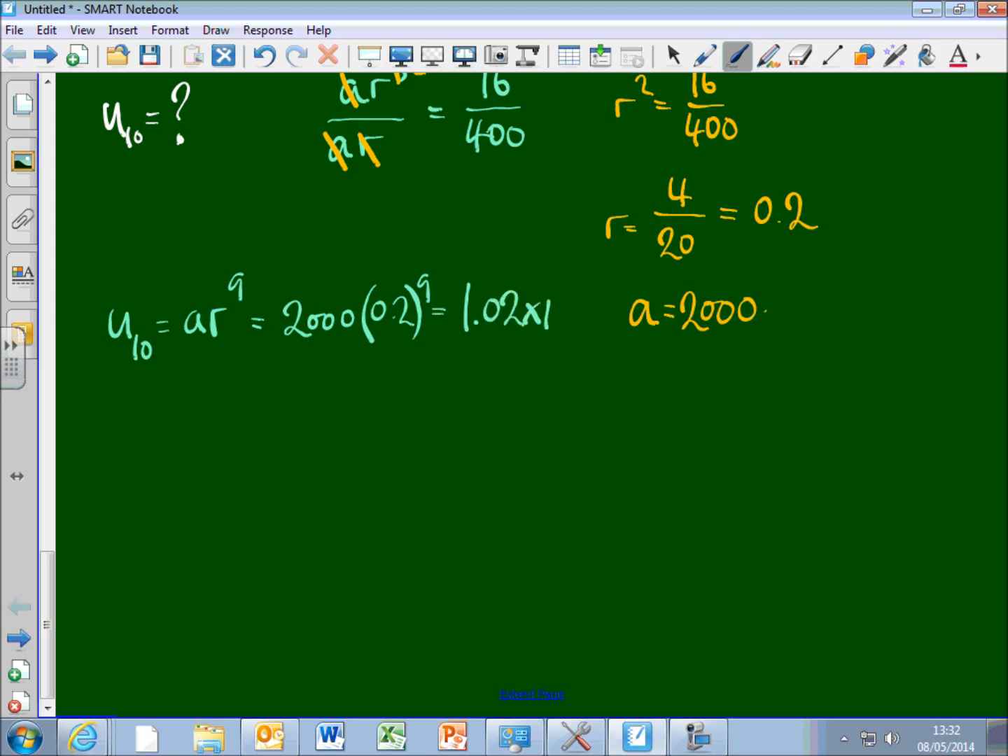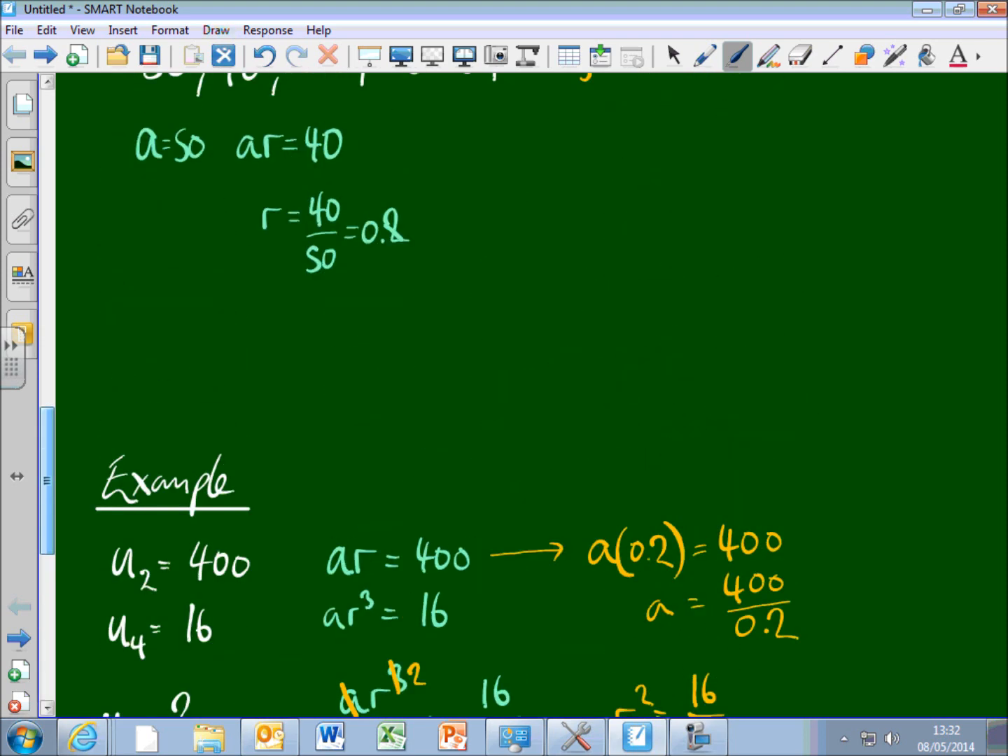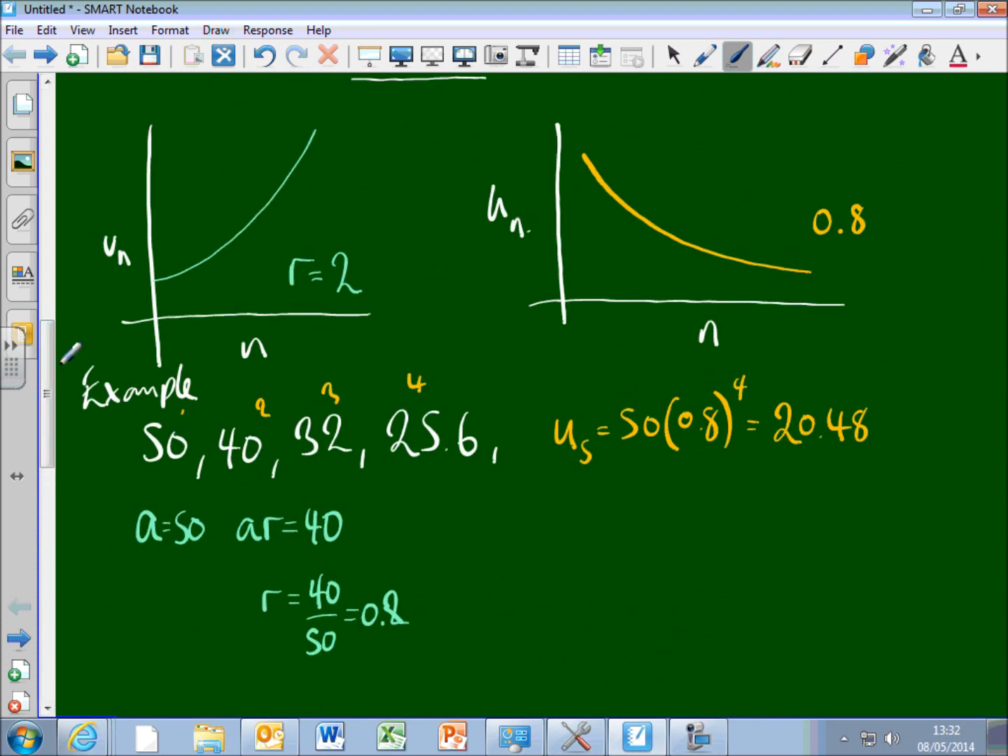1.024 times 10 to the... It's a very small number. Okay, so this, because the R was 0.2, it's getting smaller every time. It's that second case over here. Something getting smaller, so it's got so small it's getting closer and closer. In fact, what this sequence is getting closer and closer to what value? 0, yeah. So it's almost there.